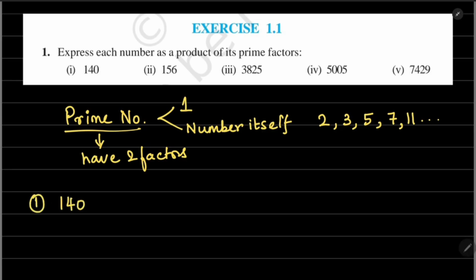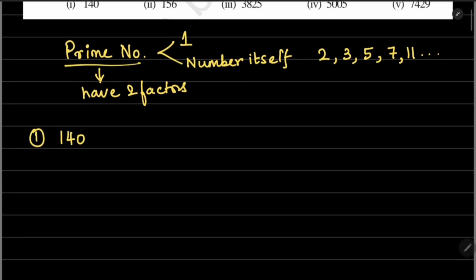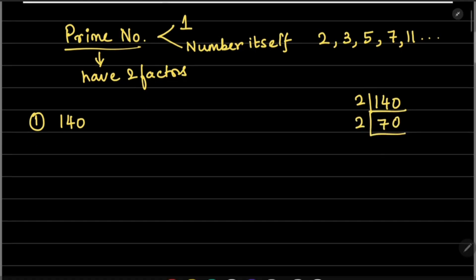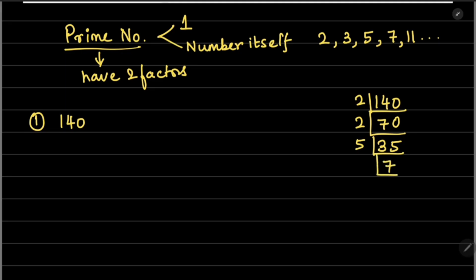Okay, so let us express the first one, 140, as a product of prime numbers. So you have to do the factorization of 140. Start with the smallest prime number 2. 2 sevens are 14, add a 0, again 2. 2 threes are 6, 2 fives are 10. Then 35 is not divisible by 2, so we go with 3. 3 is also not, so 5. 5 sevens are 35 and 7 is a prime number, so we stop here.